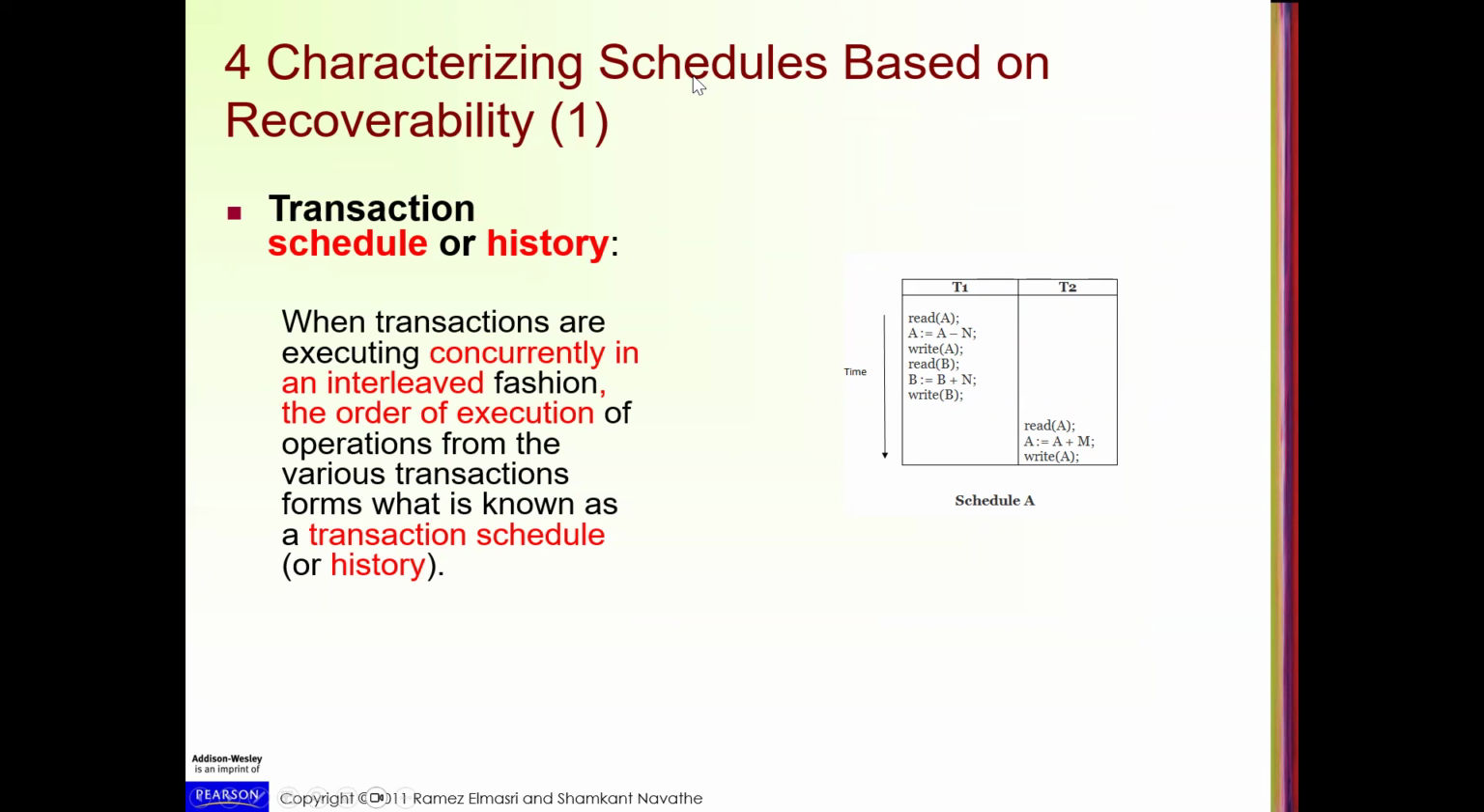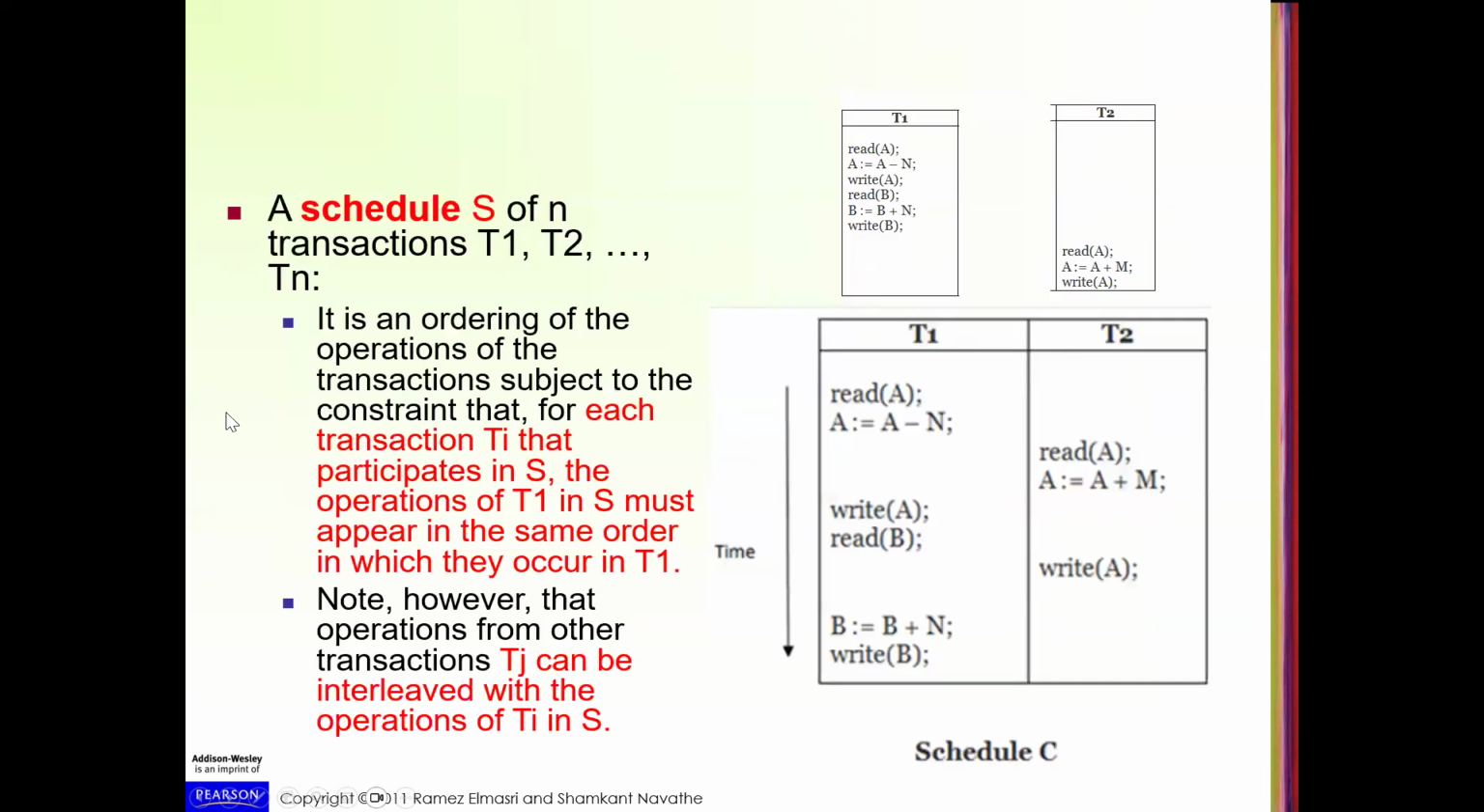Now let us see an example of a serial schedule and a non-serial schedule. Here we have transaction T1 executing all of its operations. After it completes, T2 starts. Now this T1 and T2 here make schedule B, for example. Then the schedule B is said to be a serial schedule.